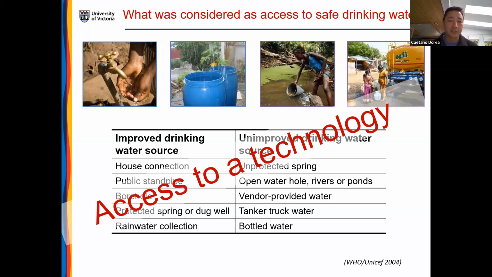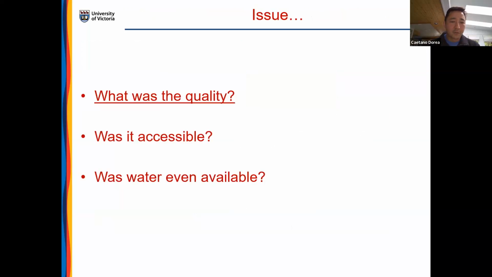But there's a lot of unanswered questions with this, right? That doesn't tell us what the quality was. Sure, there's an argument to be made that if it's improved, likely the quality is better, but that's still not proof. Was it accessible? How far was it to get to it? And when you get to it, is water even available? So those are the three metrics that weren't really answered.